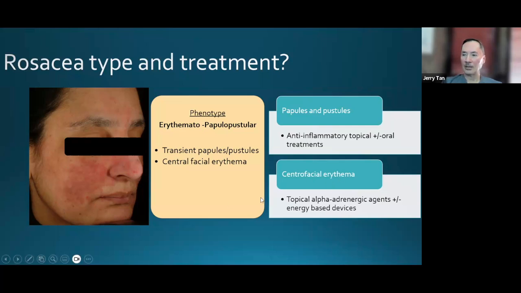Centrofacial erythema, we can certainly look at the topical alpha-adrenergic agonists and the device-based treatments, if she doesn't see adequate improvement with the anti-inflammatory topicals treating the papules and pustules. Sometimes when you treat a lot of these patients with the papules and pustules, you see enough lesional improvement of erythema that they're much more comfortable so that you don't necessarily have to treat the centrofacial erythema.